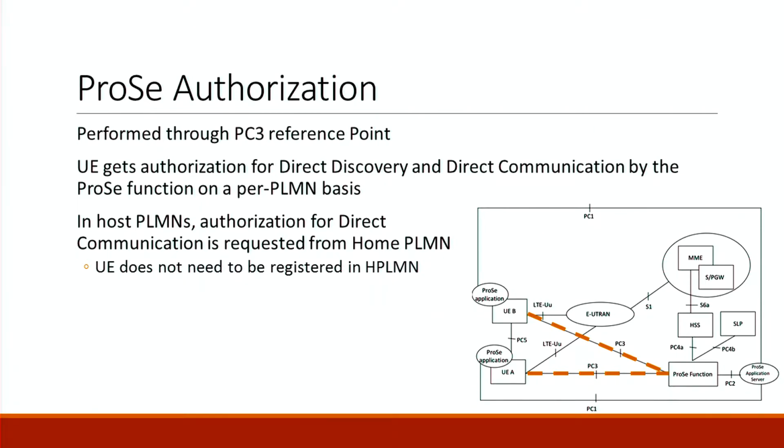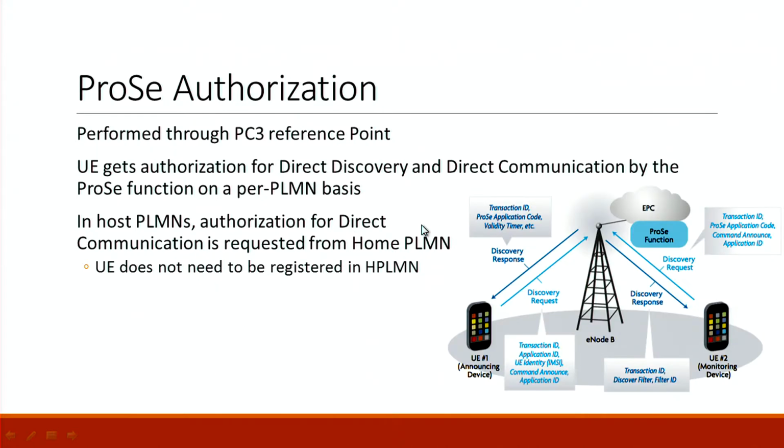Why do I need authorization? Because when I am out of coverage, I can't just transmit wherever I like. I need to be given specific resource blocks where I can do the transmission. And this authorization is all about allowing devices to use these resource blocks in areas where there is no coverage, so that at least the network maintains some form of control over who's transmitting where. So each UE asks for authorization for direct communication and for direct discovery from the ProSe function. Let's assume that they get it.